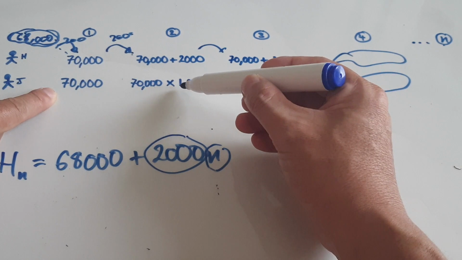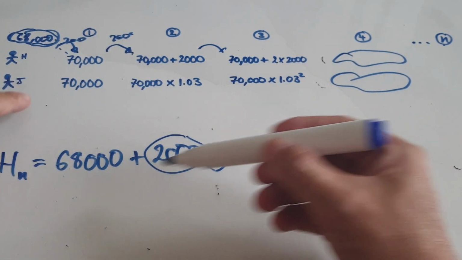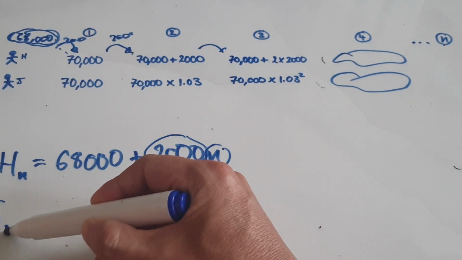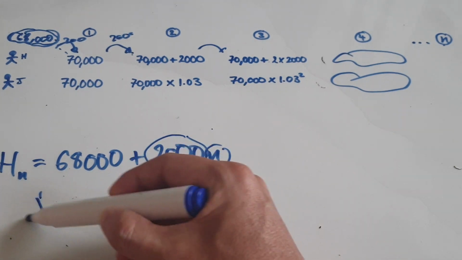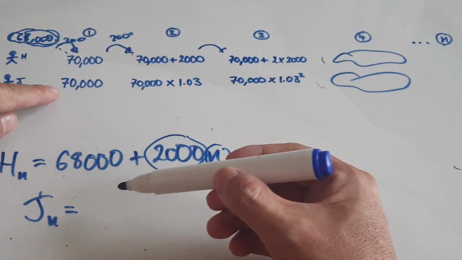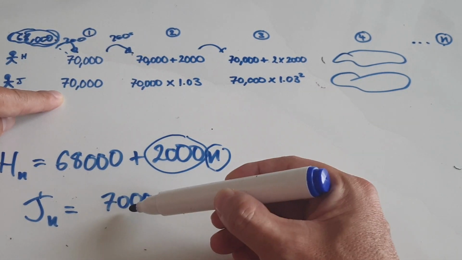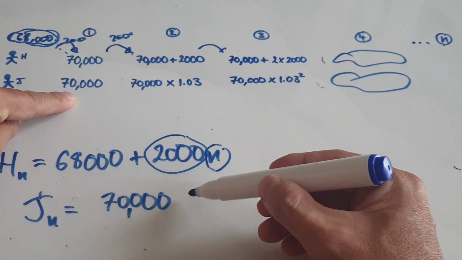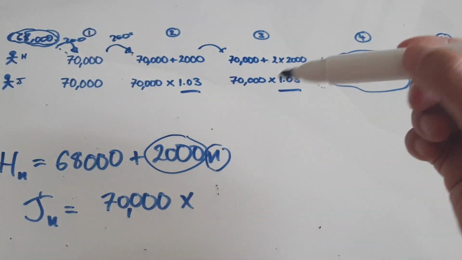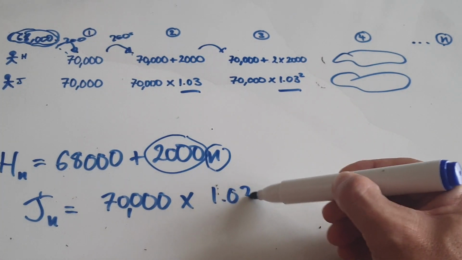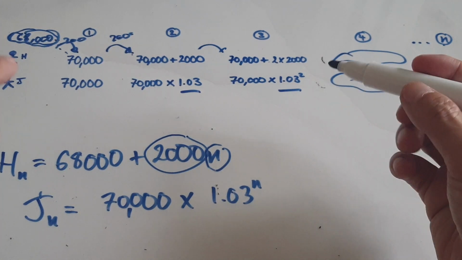Jane is like multiplying by this increase of 3% each year. So in the case of Jane, for any given year would be the initial salary times, notice that you times by an increase of 3% each time. So it would be this number to the power of n. But the thing is, you've got to take this into account.